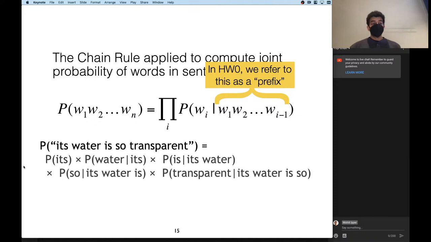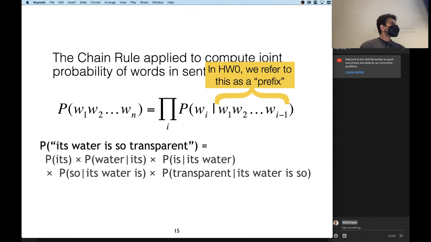This breaks down into the probability of "its" times the probability of "water" conditioned on "its" being the previous word, times the probability of "is" given "its water," and so on. That's pretty clear. So if the prefix is very long and the probability of each word is quite small, in practice, would you maybe take a log probability and sum them?